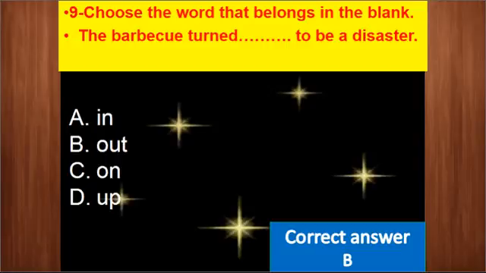Here we are going to revise and talk about the verbs that are followed by certain prepositions. According to the example that we have, the barbecue turned in, out, on, up to be a disaster. And the correct answer is turned out, which means changed.